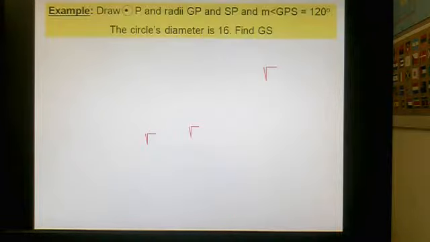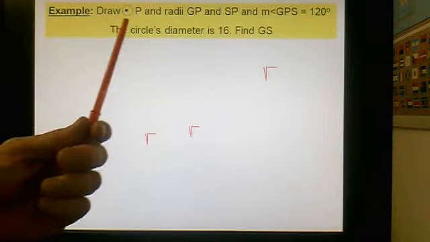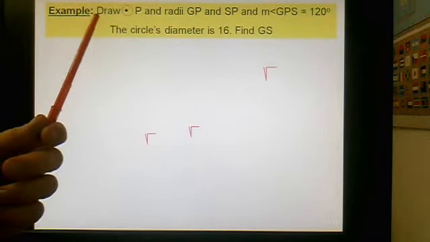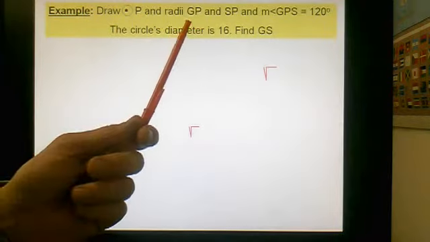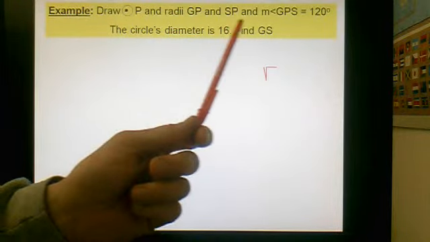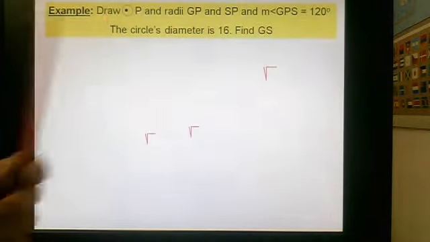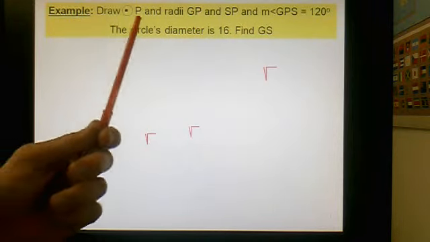Alright, here we're on the last segment. I got two examples at the bottom of your page where we're applying some of the vocab, and this is missing on your paper because I don't think there's a way to draw a circle symbol. You'll often see it says draw circle P and radii GP and SP, and the measure of angle GPS is 120.